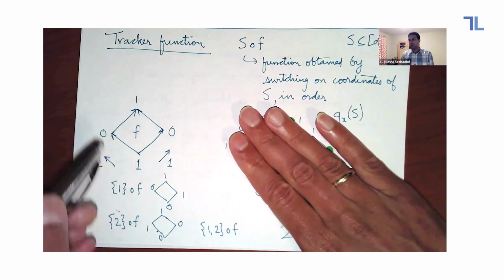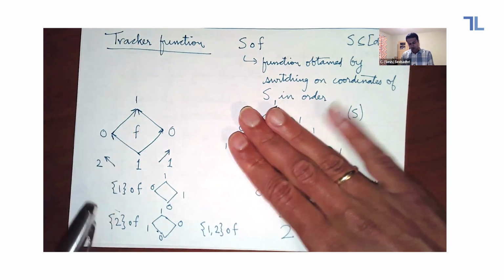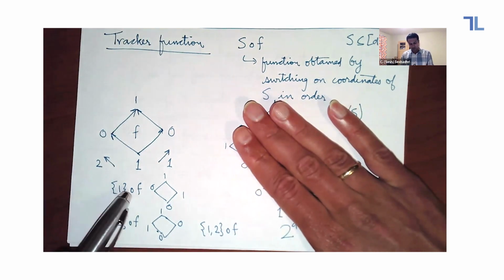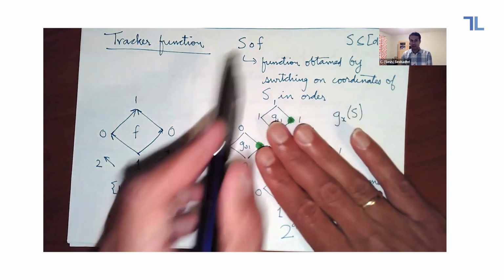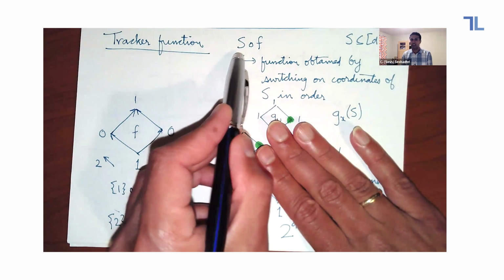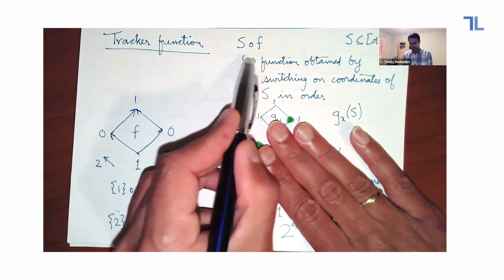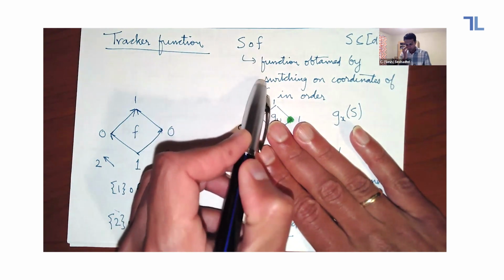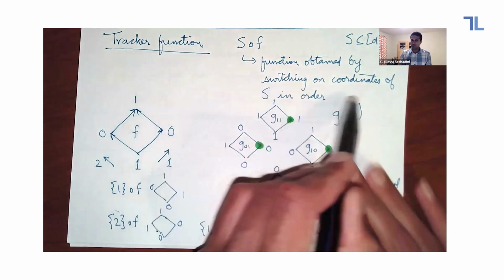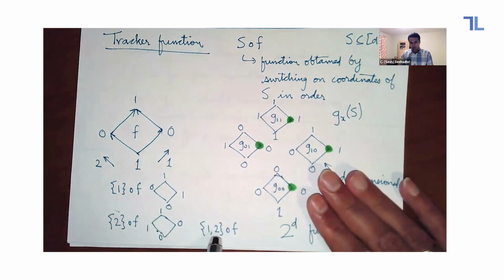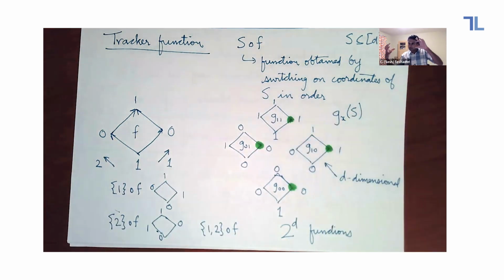So I'm going to take the original function, switch it on 1, take the original function, switch it on 2. So that's what this circular function means. When I say S circ F, it's the function obtained by switching on the coordinates of the set in order. And then I can switch on 1 and 2. I'm going to take all of these 4 functions and put them together in this particular way.